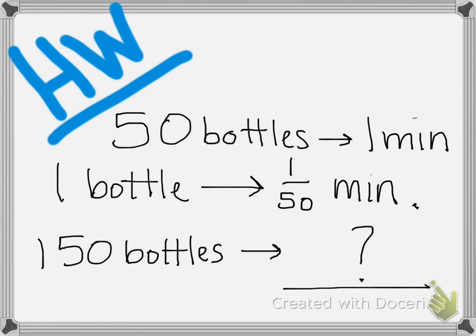For your homework, I want to know if I can fill 50 bottles in 1 minute, and I gave you 1 bottle equals 1/50th of a minute, I want to know how long it takes to fill 150 bottles. Now remember, to get from 50 bottles in 1 minute to 1 bottle, we divided each side by 50. Now, to get from 1 bottle to 150 bottles, we multiplied that by 150.